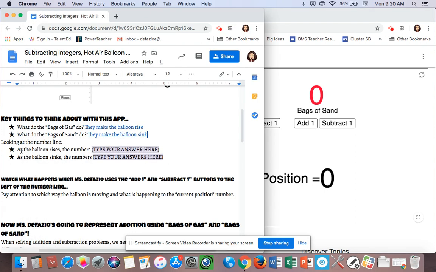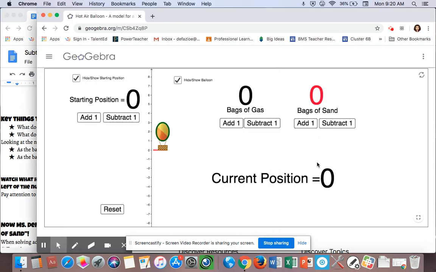So when it says, looking at the number line, as the balloon rises, the numbers, what do we think? As the balloon rises, as the balloon goes higher, the numbers are getting larger. They're getting more and more positive. So we should type that in. As the balloon rises, the numbers are getting larger or bigger and more positive.